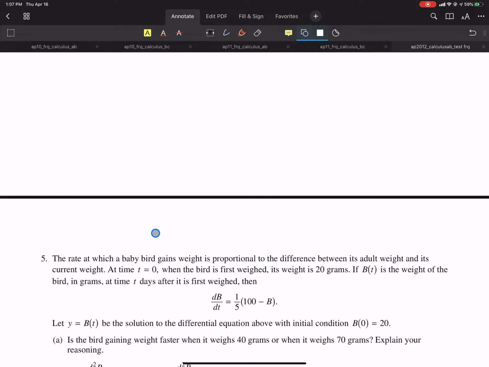All right, we're back for 2012. This is AB and BC, number 5.